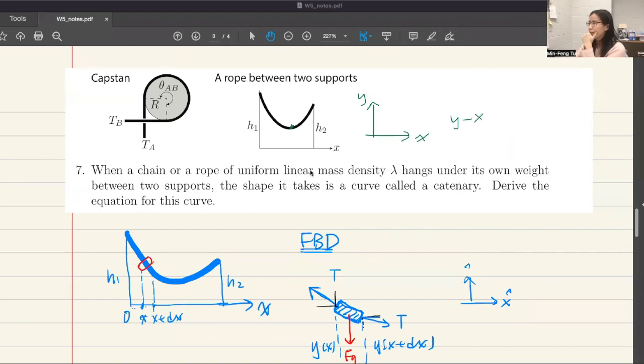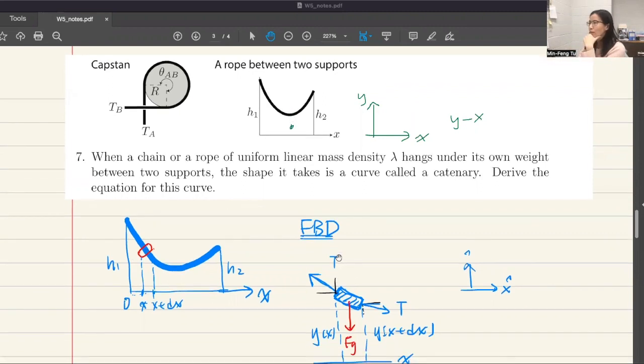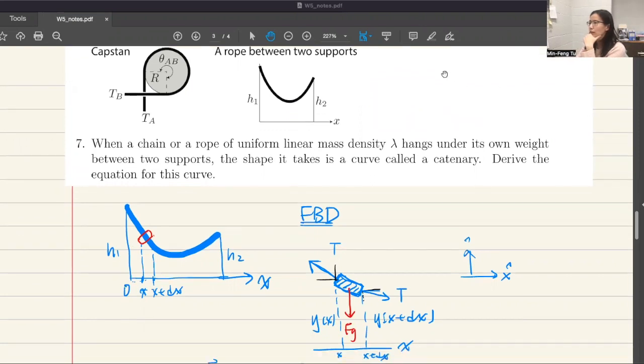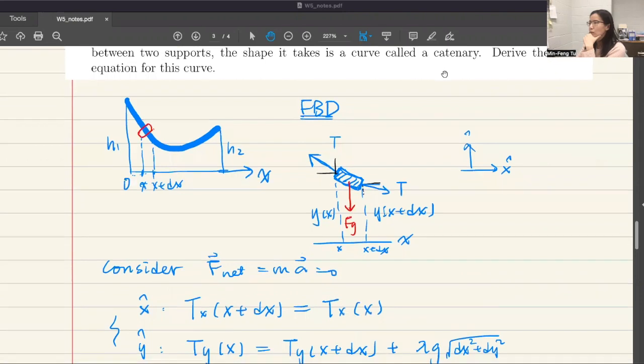Okay, so how do we start that? Again, because it's a continuous system and it's not moving, I'm going to slice, just focus on a little piece of my system, and then draw the free body diagram and then do F equals ma. So let's see. This is my rope. I just focus on this little part.